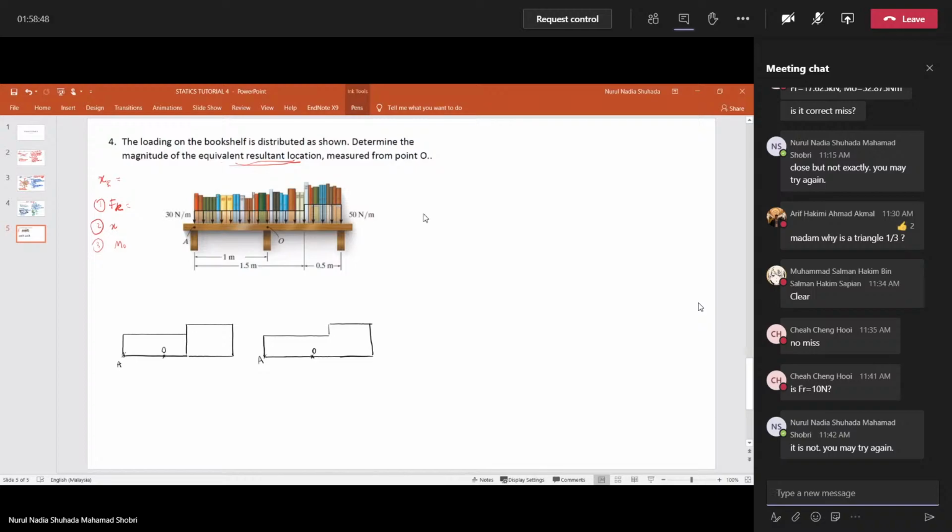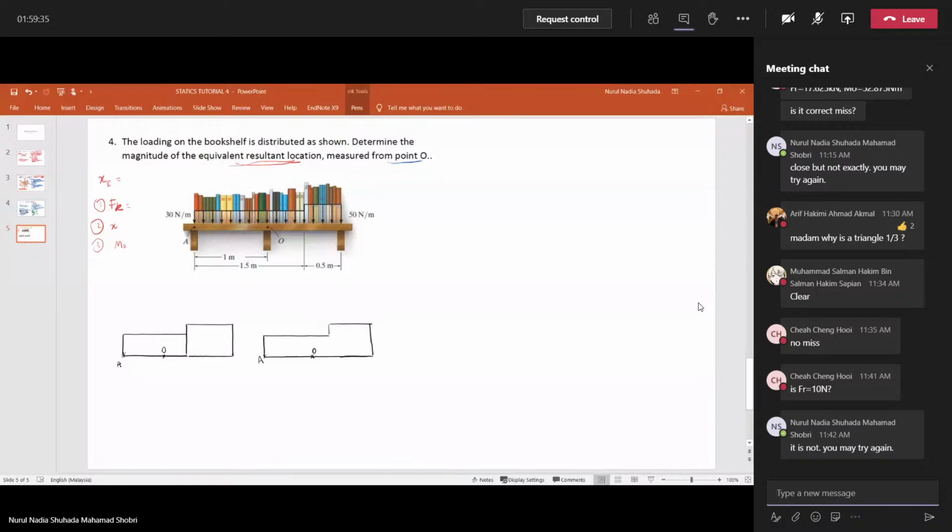Okay, since we don't have much time, I will start discussing question number 4. Basically, we have to find the magnitude of the moment and also the measure from point O. This is quite different from the previous one, because previously the point was at the very end, but this one is at the center. So before we proceed with the magnitude of the moment, we find the resultant force first.